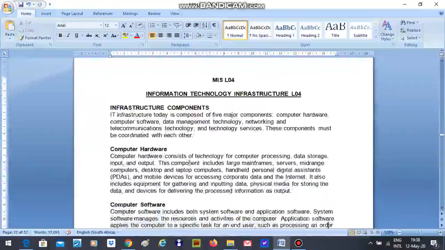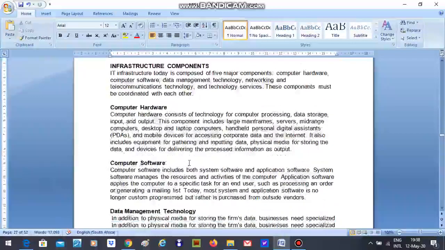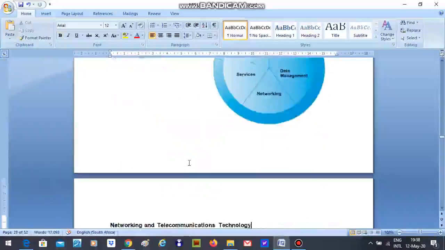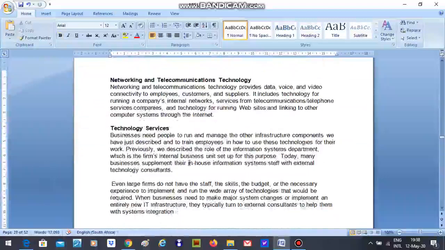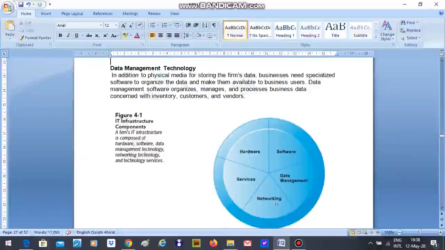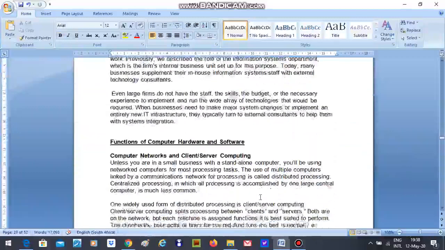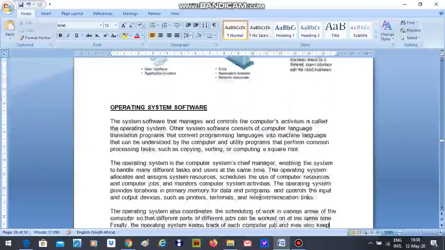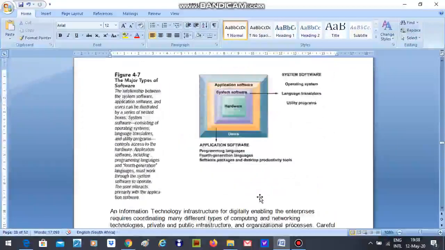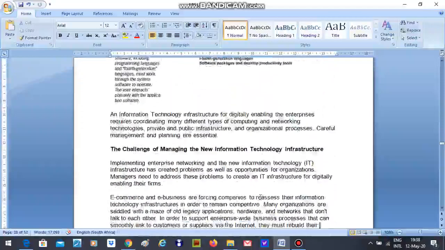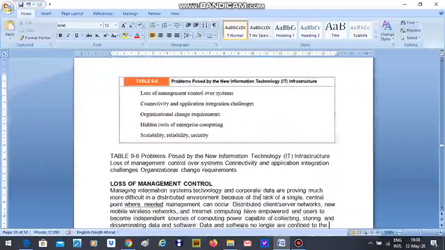Let's go to LO4. LO4, we are looking at infrastructure components. We have the hardware, the software, data management, networking, and technological services. If you look at this diagram, this is who they are, what they are. They are here, and this is what the infrastructure is about. Their functions are here, what every infrastructure does, and it's very common. We all know we use computers. We know what we use them for. So let's go down to look at the challenges that are posed by them.